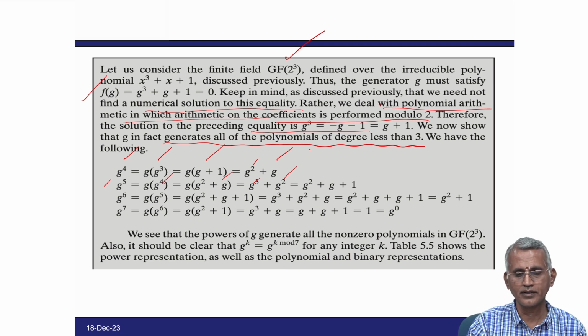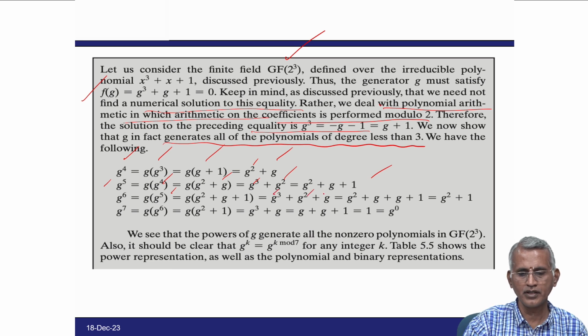So, g cube plus g square is g square plus g plus 1, and g power 6 is g into g power 5. Therefore, g into (g square plus g plus 1) equal to g cube plus g square plus g. So, it becomes g cube is g square plus g and g square keep as it is.